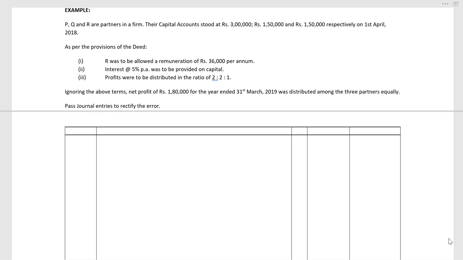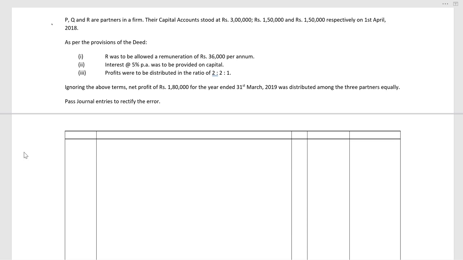Now we are going to rectify the errors by passing multiple journal entries. For each error which is made, we will determine whether the partner's capital account, in this case because we are going to assume the fluctuating capital method, has to be debited or credited, and for each error we will pass an adjustment entry. So let's begin with the solution.